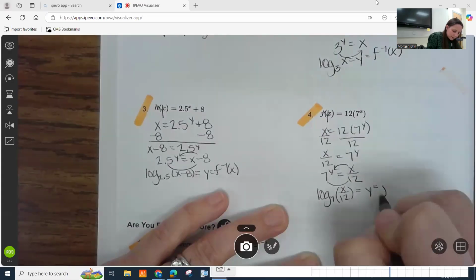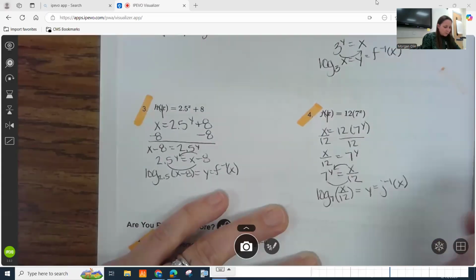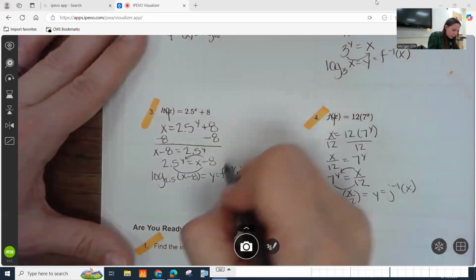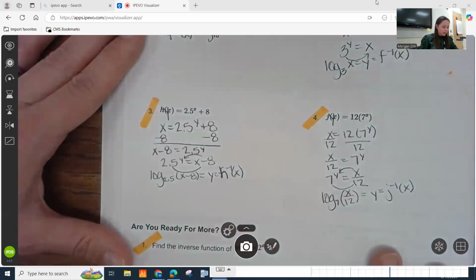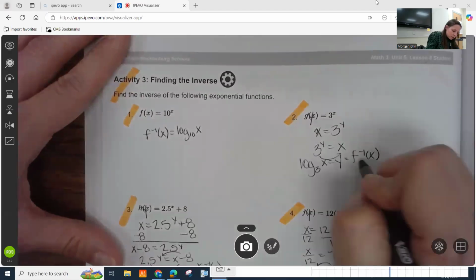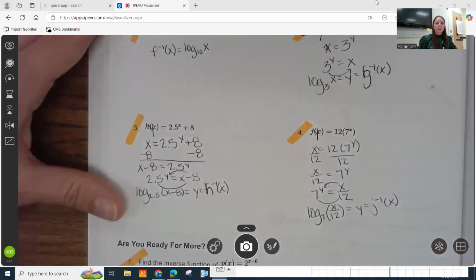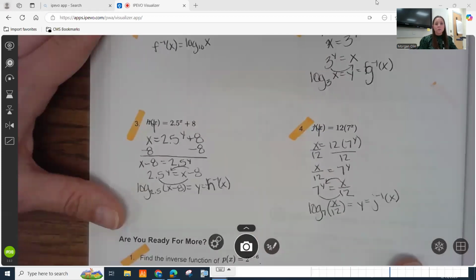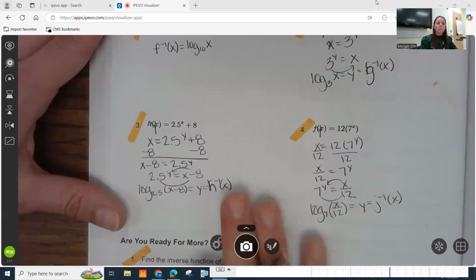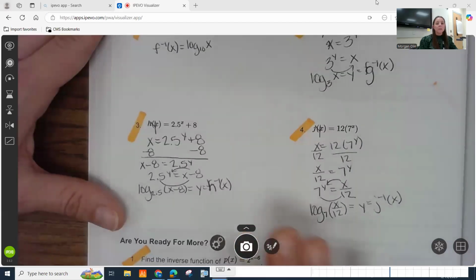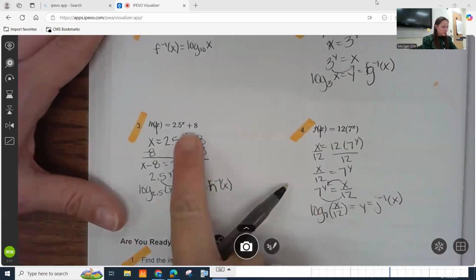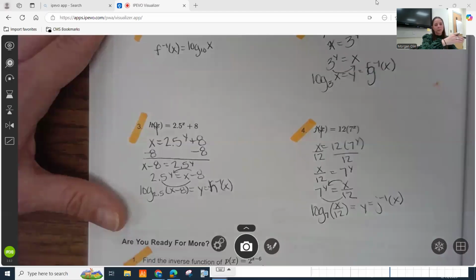But really, this is the inverse. And that was the inverse of j. I should have probably wrote inverse of h on that one. This one should be inverse of g, like that. Okay, so that's what we can do with inverses. You switch your x and y's, and then we solve. But remember, when it's an exponential, it turns into a log. Just be careful, especially when we have things added and subtracted and stuff like that.